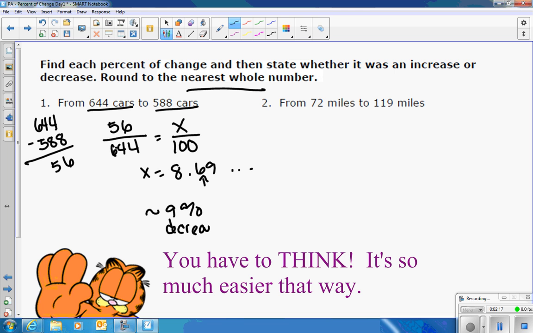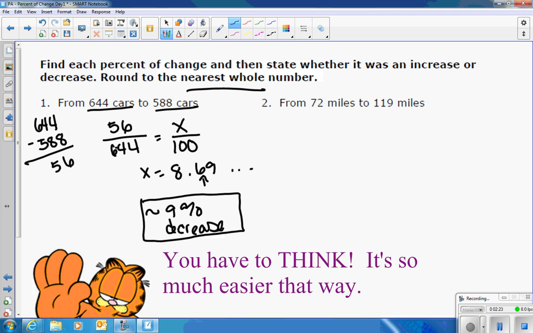So one situation where you might have to use this is if you, as a car dealership owner, were trying to figure out how much you had sold of your inventory. Well, if your inventory started at 644 and went to 588, that means you had 9% sales over a certain amount of time.